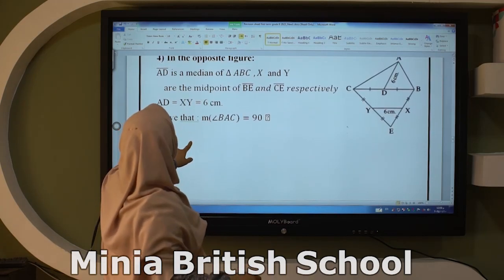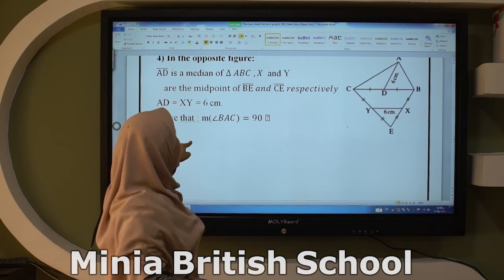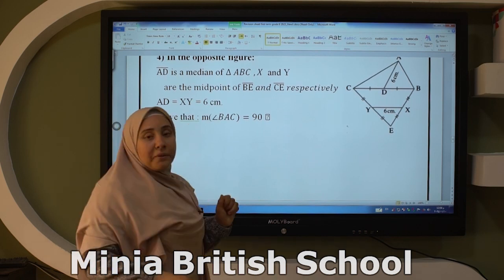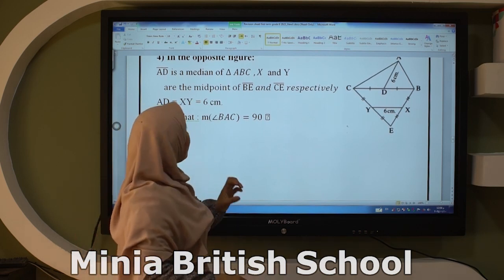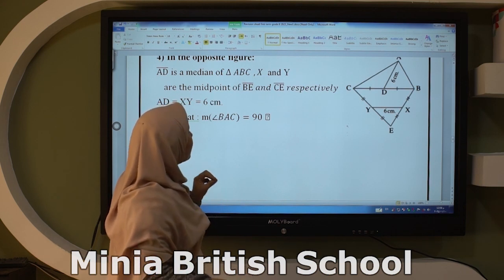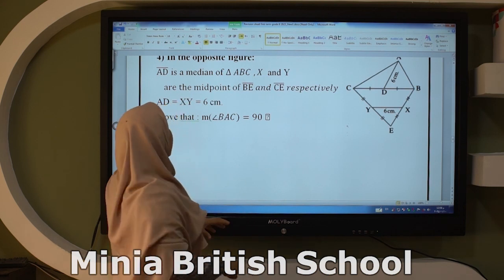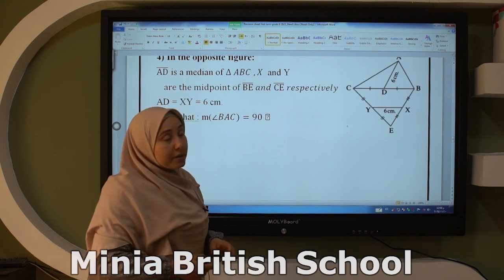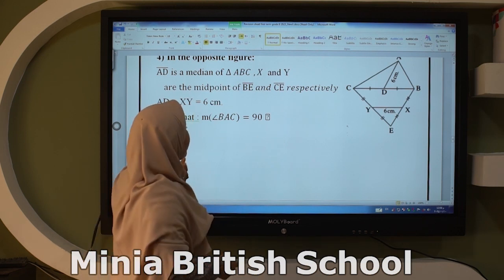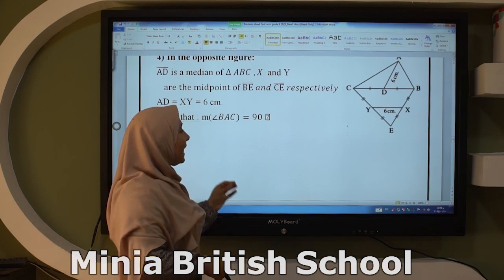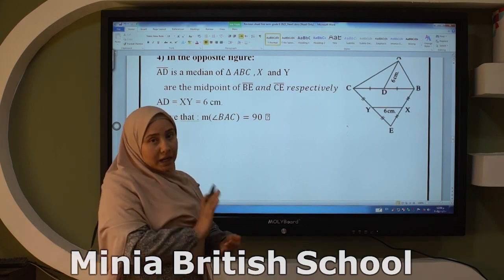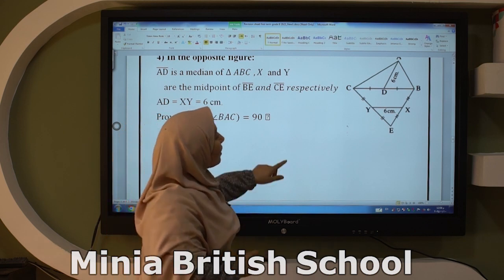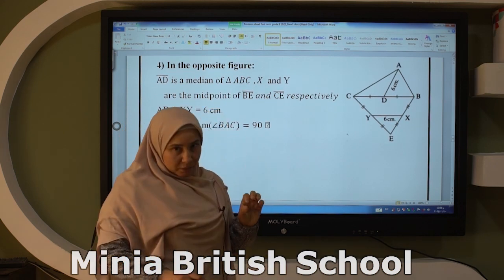In this figure, I have AD is a median of the triangle APC, and X and Y are the midpoints of PE and CE respectively. AD equal XY equal 6 centimeter. Okay? Prove that measure of angle PAC equal 90 degree. Here I have two triangles. You can work in it.